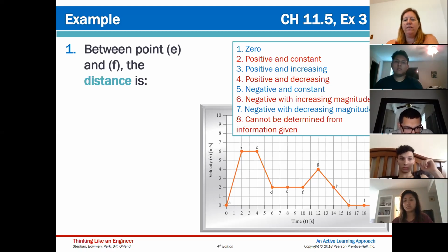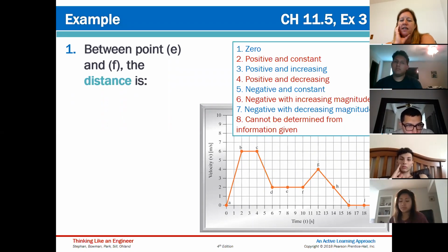Saw a couple of ones, but we kind of rethought that. So we're describing our distance first, then we can calculate between E and F. When we calculated it, it's 4 meters, but how do we describe this in 1 through 8? So we're 0, positive and constant, positive and increasing, positive and decreasing, negative. Which one of those describes this?